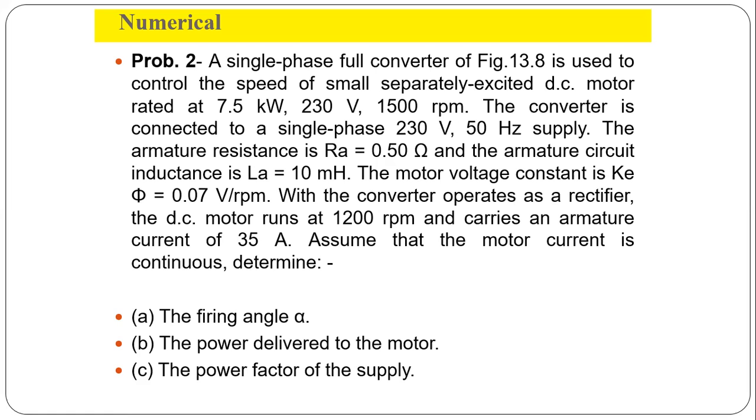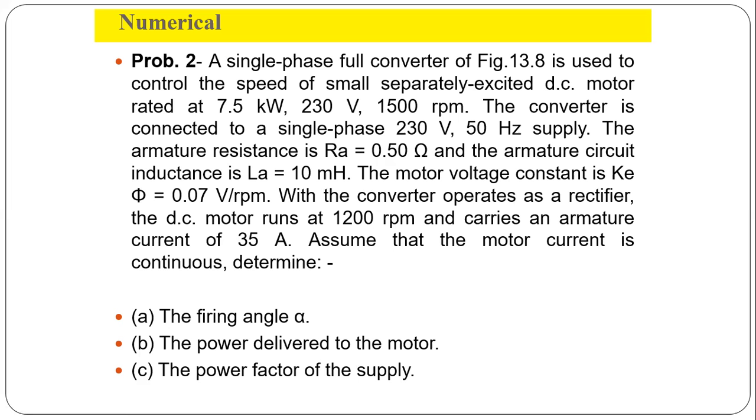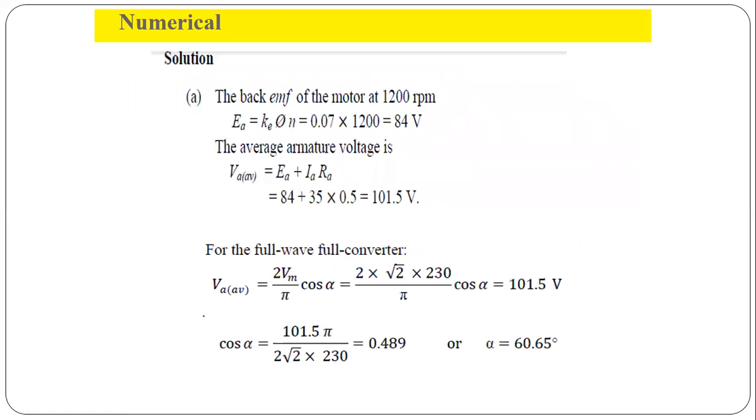So let us solve step by step. In this numerical problem, what we have to find out is the value of firing angle alpha, power delivered to the motor, and power factor of the supply. So this is the solution. We will solve step by step. The back EMF of the motor at 1200 RPM is equal to K phi n. Now put the value of the parameters in this equation. Now we get EA equals 84 volt.